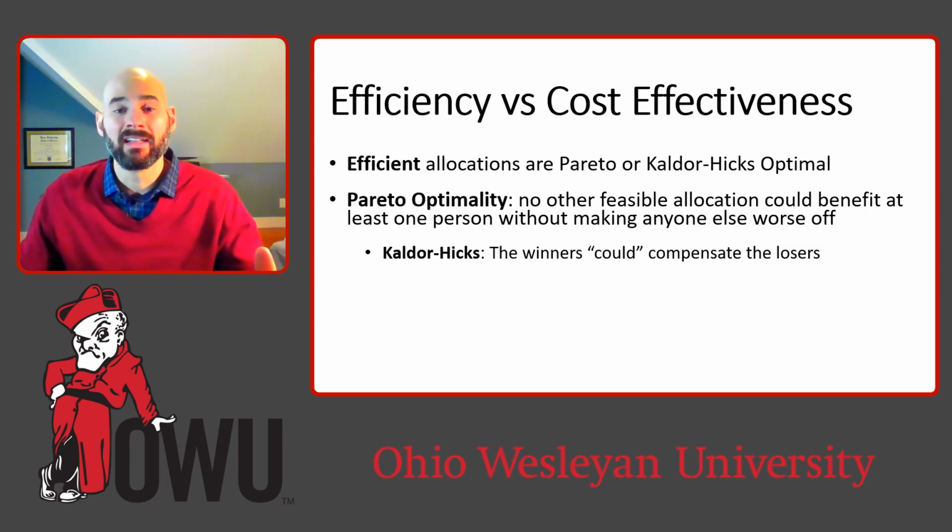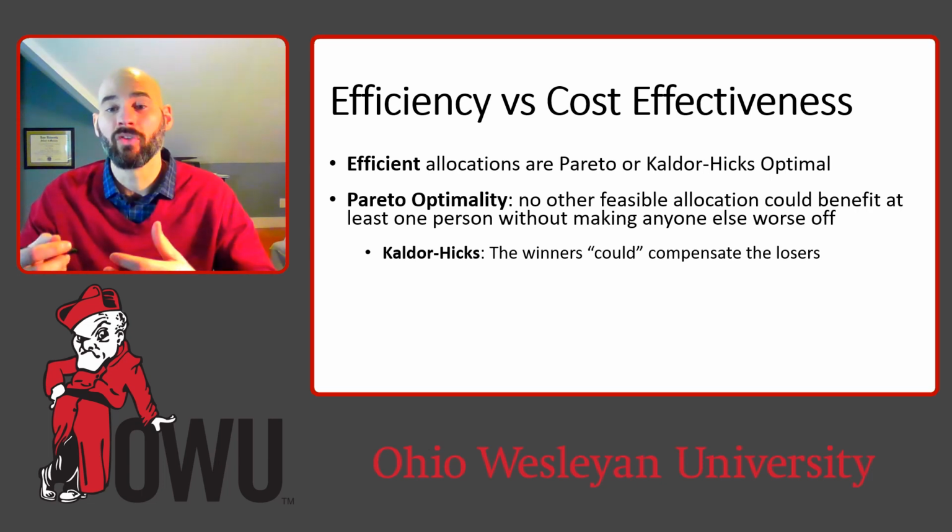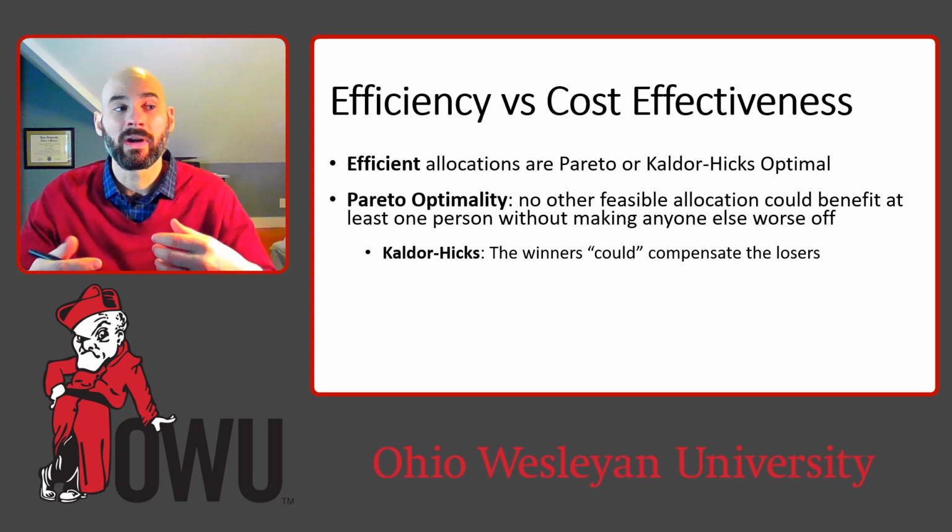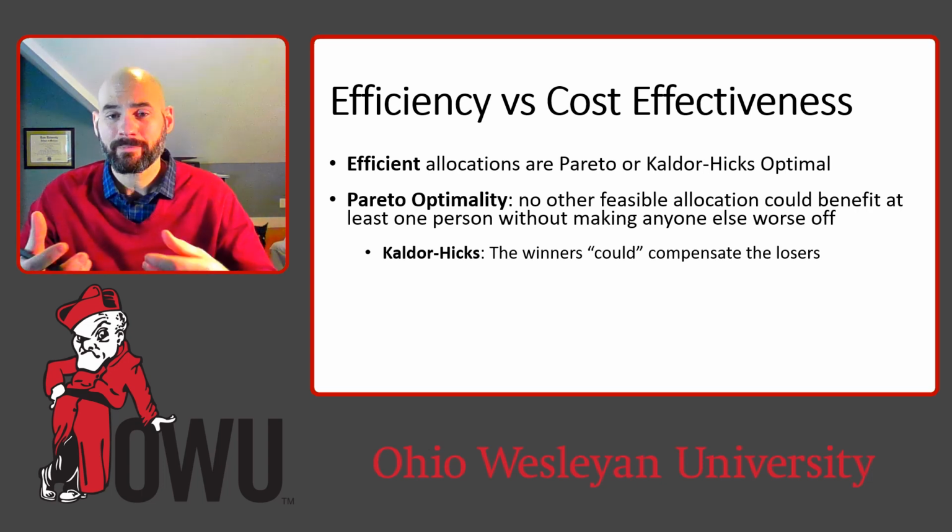Now, Pareto optimality is going to be the distribution in society where no other feasible allocation could benefit at least one person without making anyone else worse off. So we could have a Pareto improvement if we can create a new distribution which is going to improve the lives of some people in society without worsening the lives of anybody else. So this is basically like finding wealth that didn't previously exist.